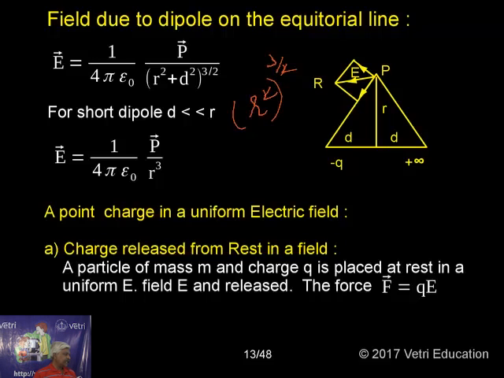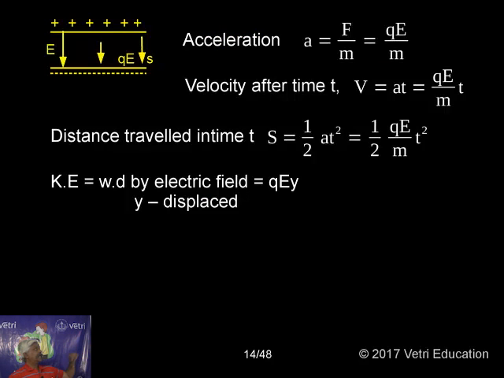So, the charge released from rest in a field. I take an electric charge placed in an electric field. Then F is equal to Q into E. We know the product of charge and electric field will give F. Then what happens here? This is a diagram. Electric field lines always start from the positive charge and terminate at the negative charge. The force on the charge is Q into E. What is Q? Charge into electric field. By Newton's second law, F is equal to ma.